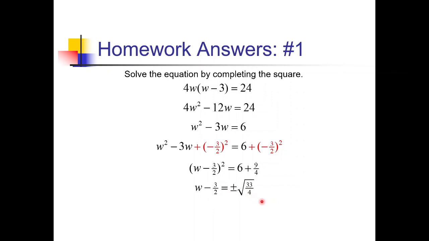So because we have a fraction inside that radical, we need to split that up. And the 33 can stay the way it is. The square root of 4, we can just square root that to get a 2. So we've got radical 33 over 2. Moving this 3 over 2 over to the right side to get w by itself, we have w equals 3 plus or minus the square root of 33 all over 2. We just kind of lucked out here and had a common denominator, so why not move it all into one big fraction?